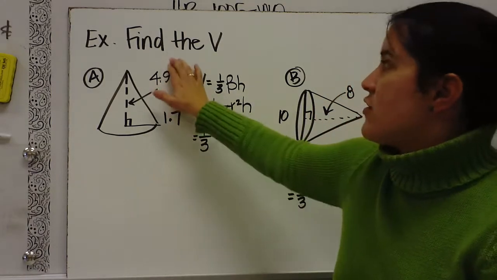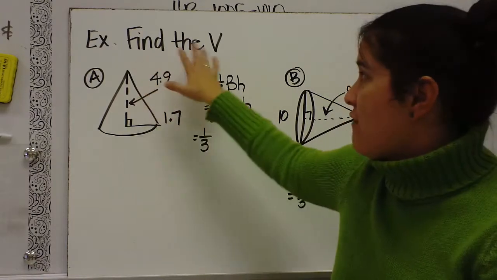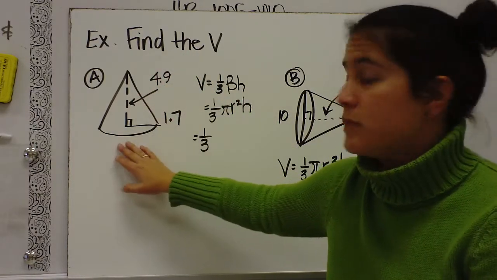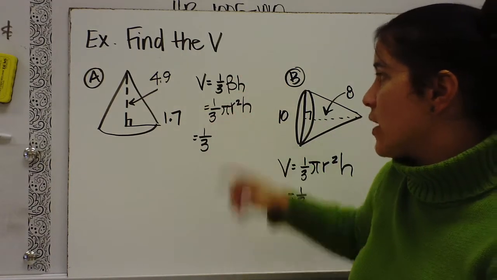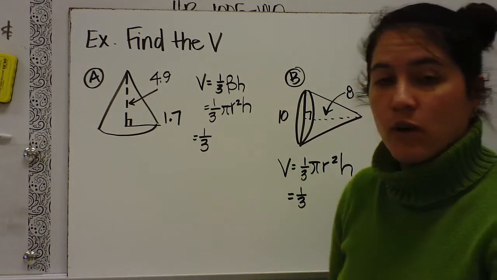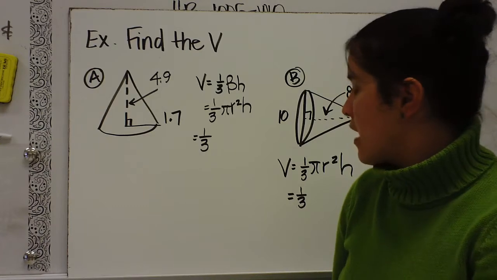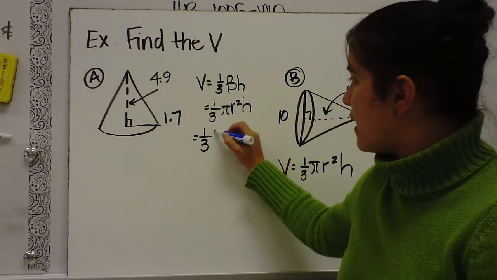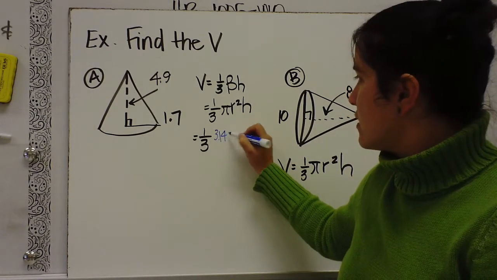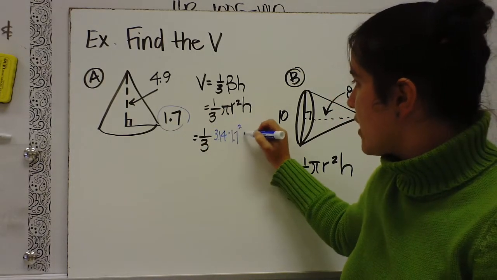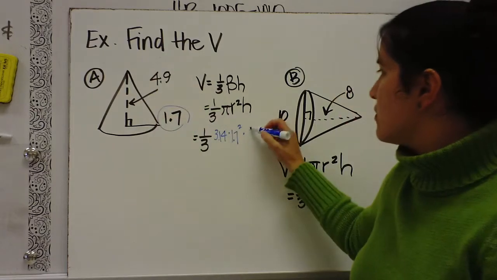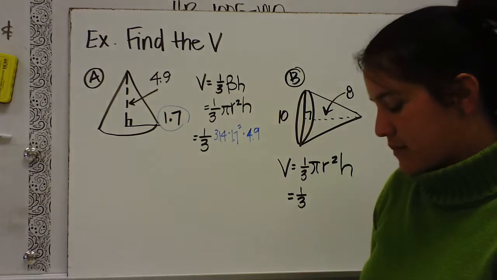All right. So four examples for you today. Find the volume. Here we have a cone. And I have my formula over here, 1/3 pi r squared h. I bring down my 1/3, and then I'm going to put in pi times the radius, which is 1.7 squared, times the height, which is 4.9.